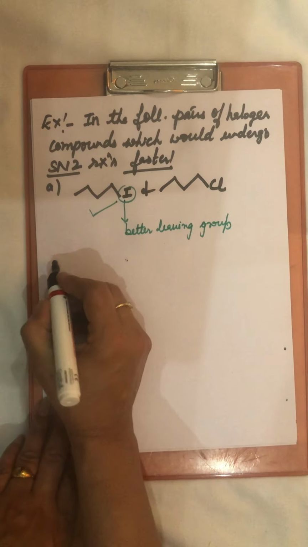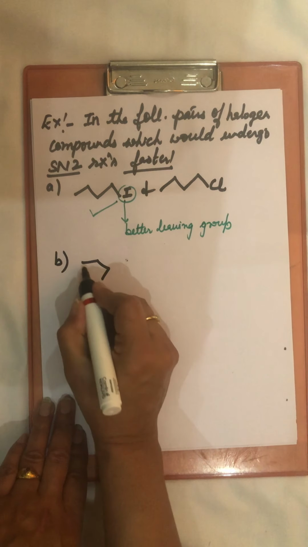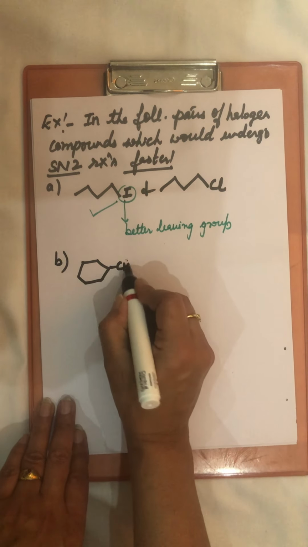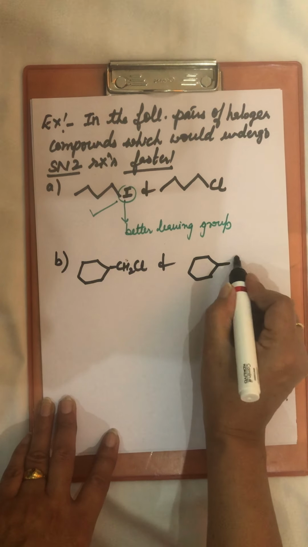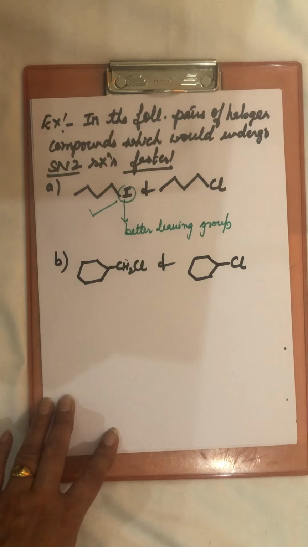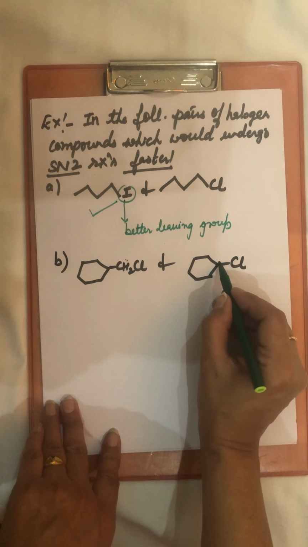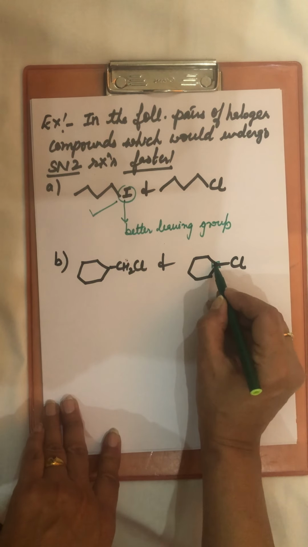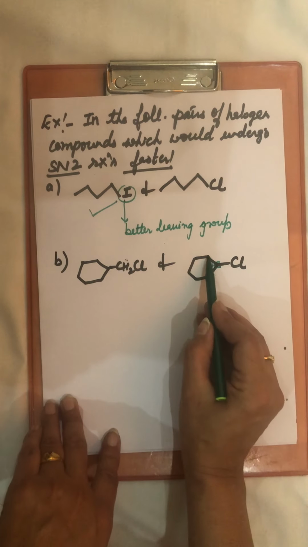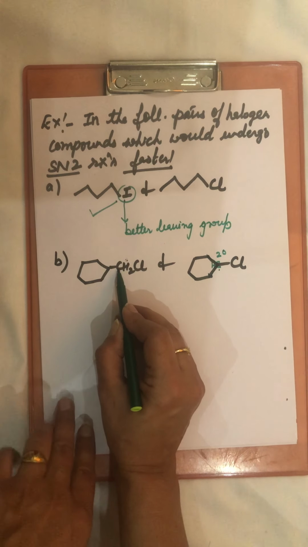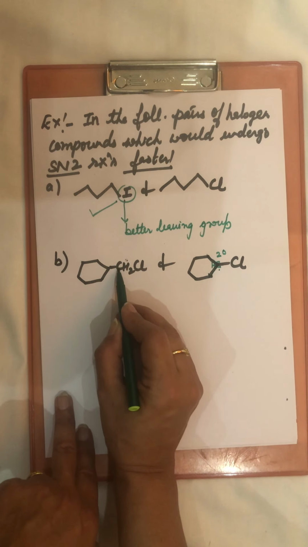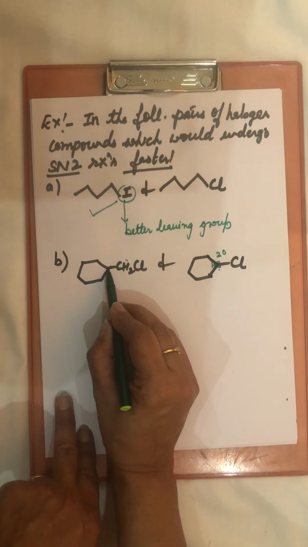Second part is, out of these two, in SN2 reactions, this is linking to this carbon which has only one hydrogen. That means it's linking further with the two carbon atoms. So this carbon is secondary carbon. This carbon where the halogen is linking is further linking with only one carbon.